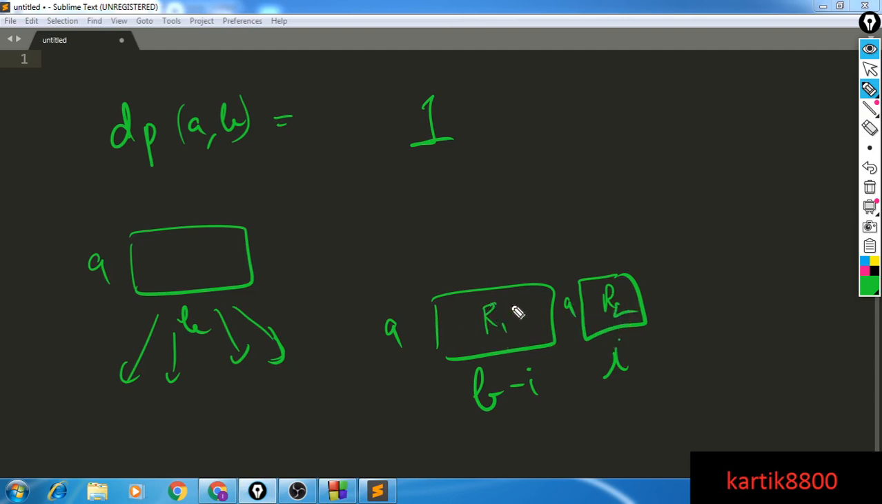And what is the minimum number of cuts in which I could make R1 into a bunch of squares? By definition, it is nothing but DP of a comma b minus i. And for R2, the minimum cuts will be DP of a comma i. So if I make a vertical cut at a particular position i, my answer then will be 1 plus DP of a comma b minus i, plus DP of a comma i.